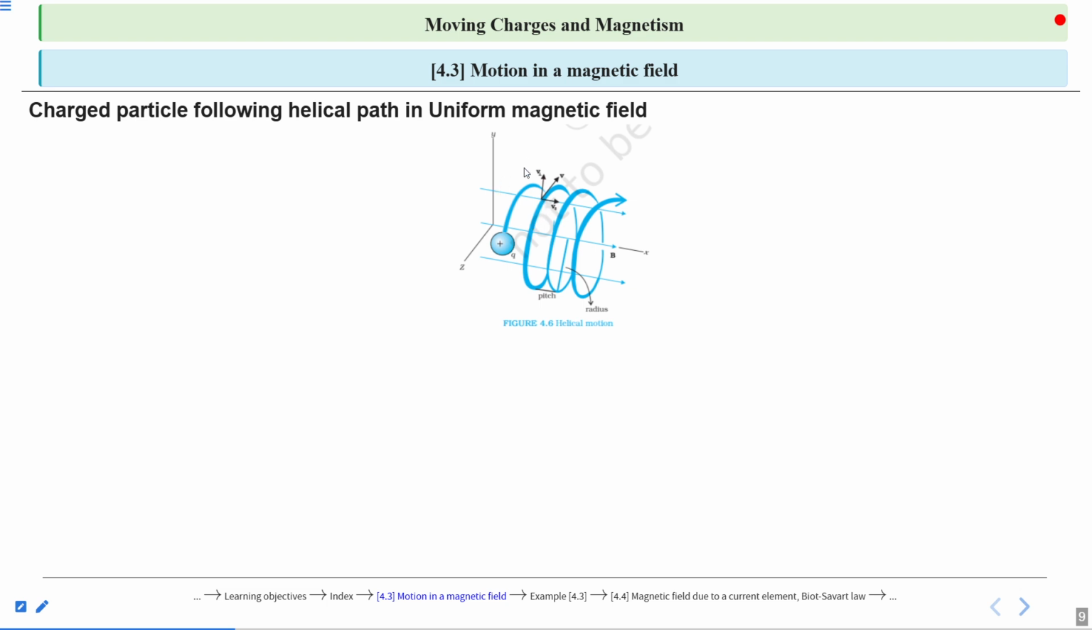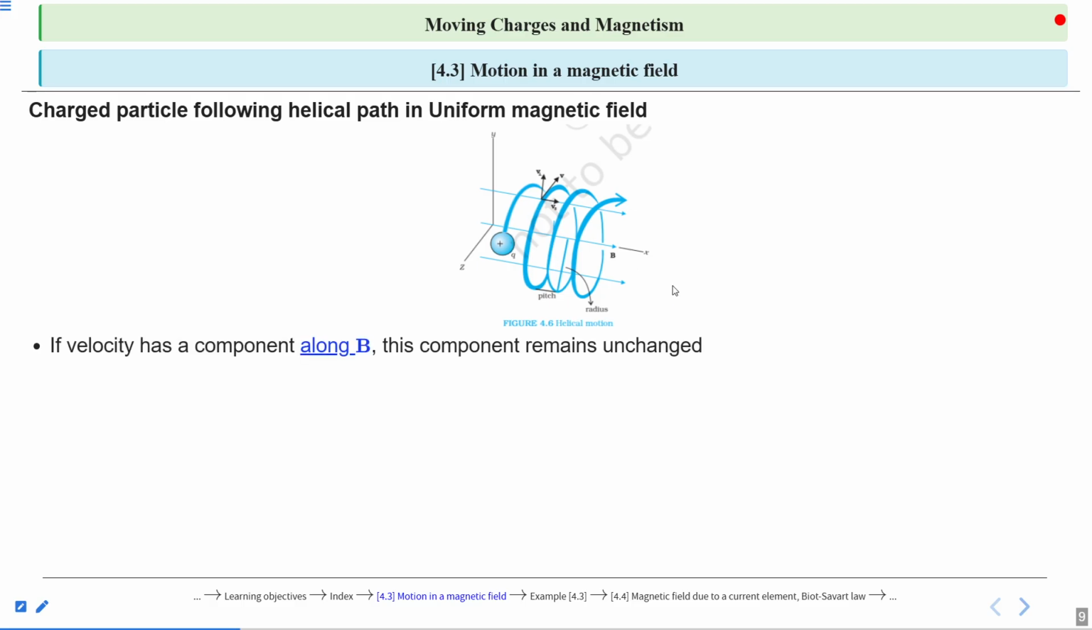This v perpendicular is perpendicular to this B, so this will change. Due to this v perpendicular, the motion of the particle is circular. Due to this v parallel, the motion of the particle is linear. So due to the combination of both circular motion and linear motion, the resultant path is helical motion. It is moving linearly, also following circular motion, the combination of two motions.